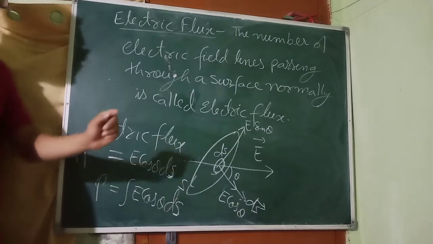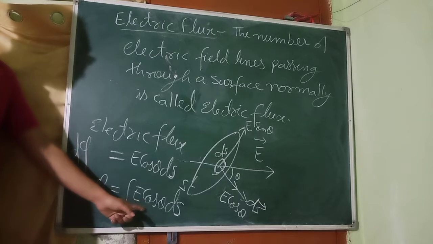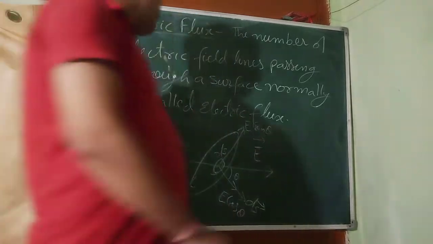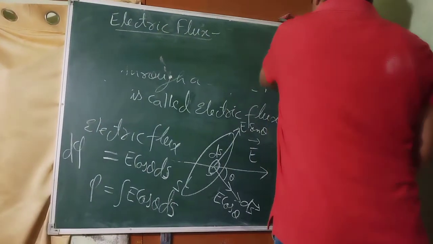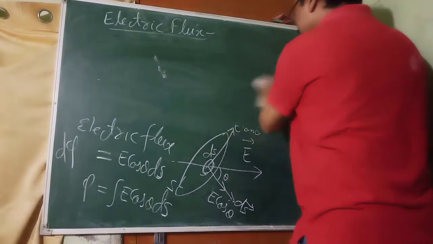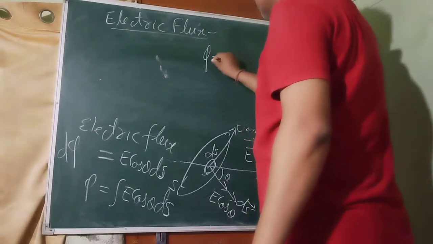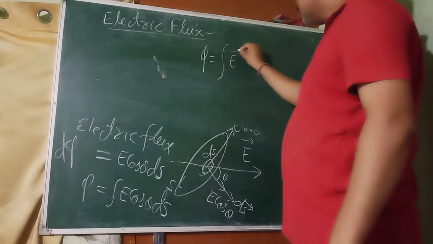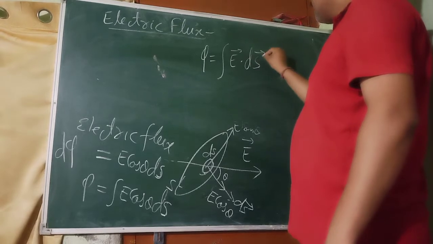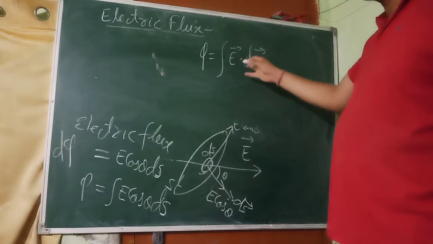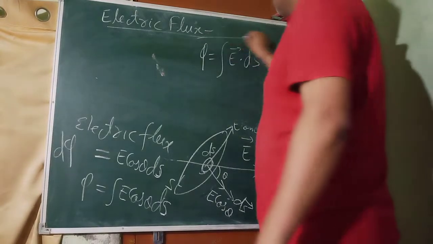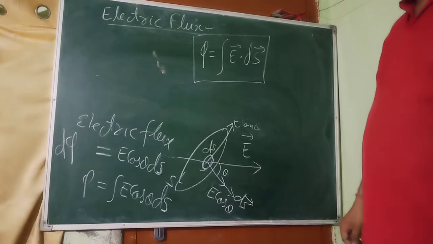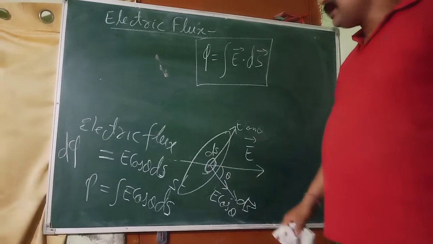We know that A dot B gives us AB cos theta. So the presence of cos theta also indicates that there will be a dot product. So finally we will get phi is equal to integration E dot ds. Now we can put the vector sign, because for dot product, vectors are required. So this is the mathematical formula for flux, and using this formula we can find out the electric flux.